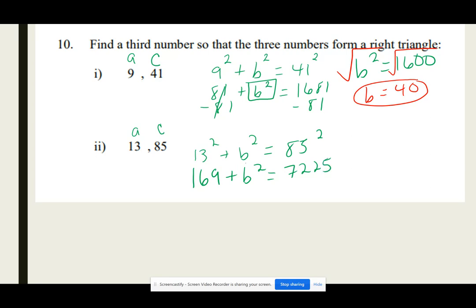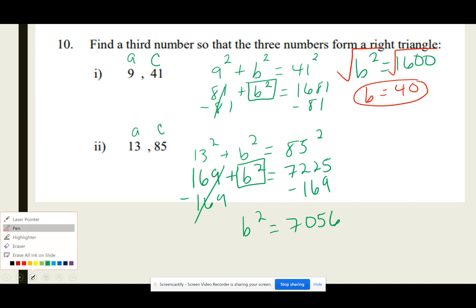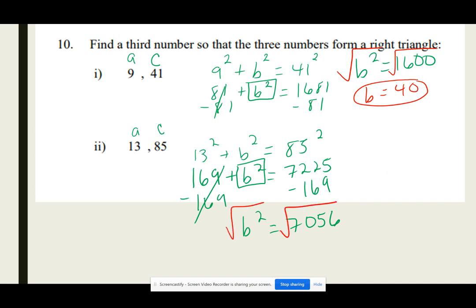All right, to get b squared by itself, we need to subtract 169 from both sides. Okay, so our 169s cancel out. And we have b squared equals, looks like 7,056. All right, final step. B is not by itself yet, so take the square root of both sides. That's always your last step. And you get b equals 84.